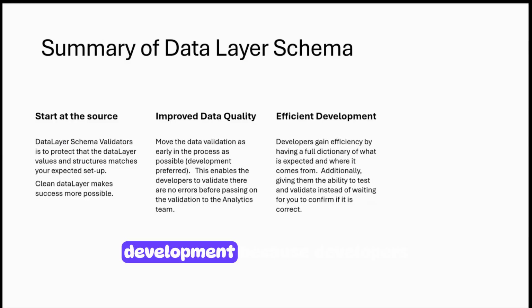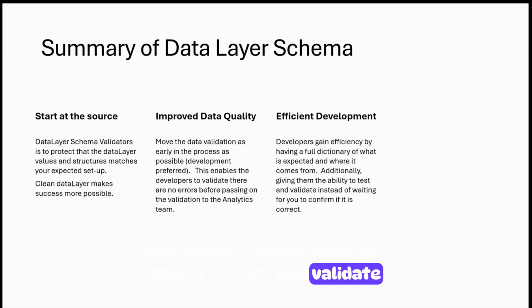And it gives efficient development because developers gain the efficiency by having a full dictionary of what is expected and where it comes from. Additionally, giving them the ability to test and validate instead of waiting for you to confirm if it is correct. Let's be honest, we are normally the bottleneck because there's so few of us. So giving them the ability to have that confidence first and telling us up front, "Hey, I've done it, I've checked it, there's no errors, here is the proof," will go a long way.